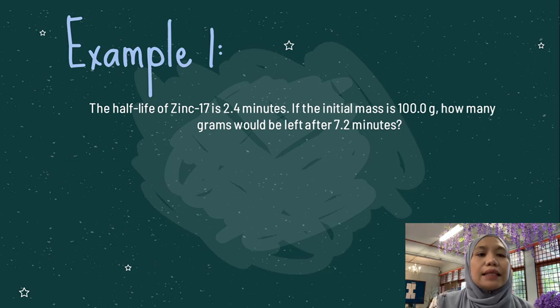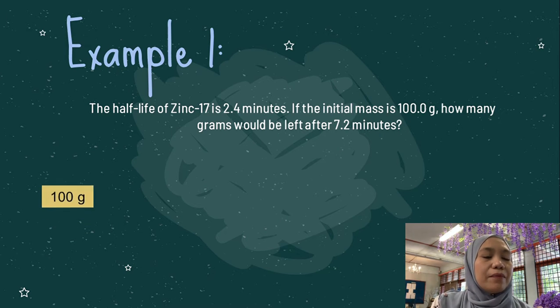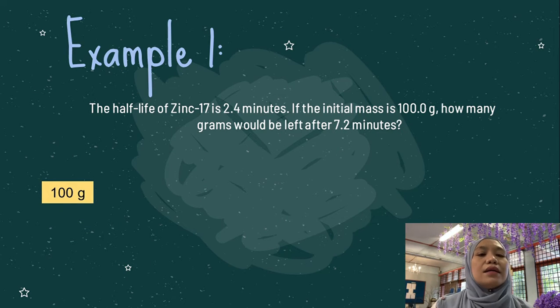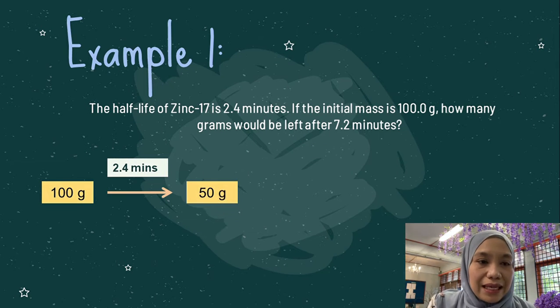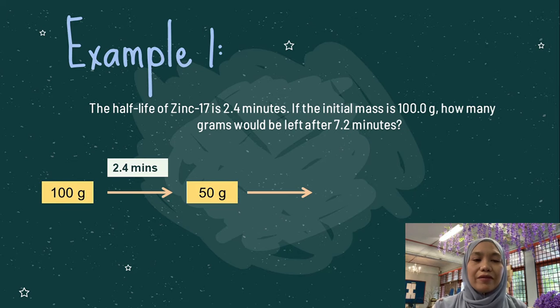Example 1. The half-life of zinc-17 is 2.4 minutes. If the initial mass is 100 gram, how many grams will be left after 7.2 minutes? Initially we have 100 gram of radioactive sample, and after the first half-life it will become 50%. Can you guess how many gram left? Yes, it is 50 gram after one half-life.